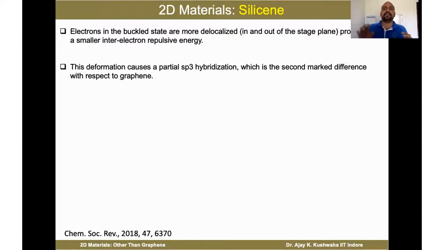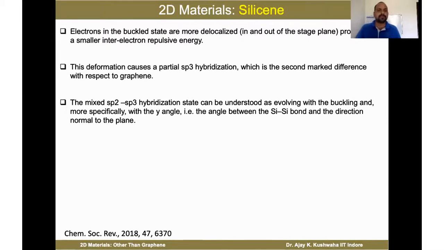Similarly, since we have a buckled structure, there is a chance of partial sp3 hybridization, which is the second main difference with respect to graphene. So if you compare these two materials, graphene and silicene, we have a basic difference. This structure is not very flat. Here the silicon atoms have a sequential up and down structure, and we call it a buckled state. Due to this buckling, the electrons are not ideally localized. They are slightly delocalized. Moreover, we also have partial sp3 hybridization.